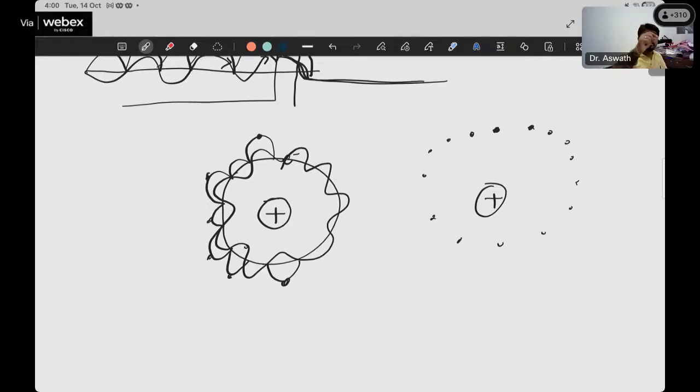When I try to catch it, what happens? It drops down to one of the locations. The moment I catch it, it's no more rotating about the nucleus. It's as if I have just taken it out of the atom. So that is what happens.